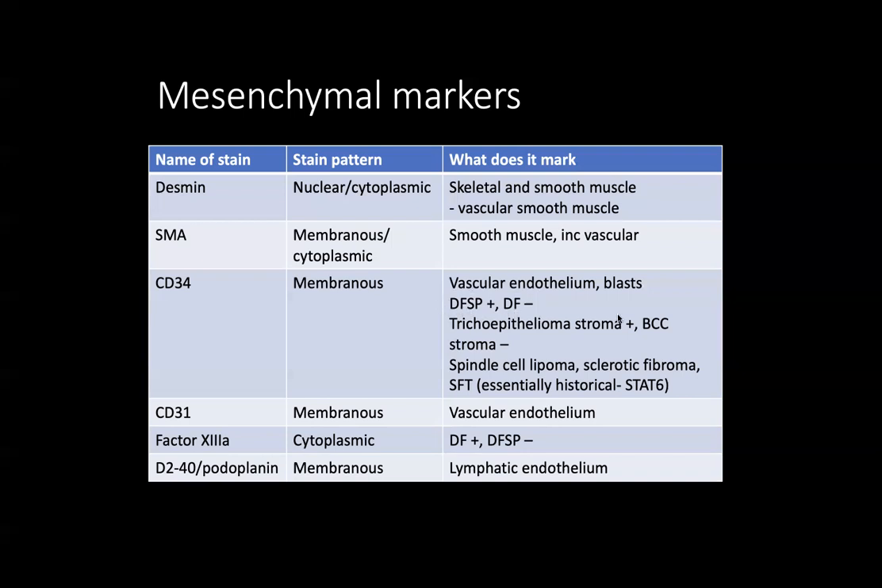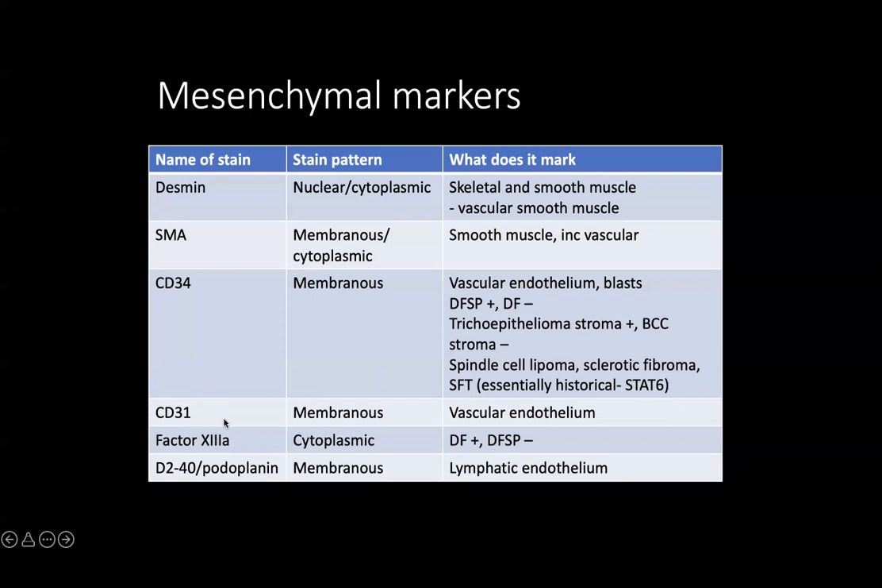And we'll get into all these specifics in different lectures too. It can stain trichoepithelioma stroma, but usually the BCC stroma is negative. I don't use this a lot, but this is something that is out there. Spindle cell lipomas can be positive for CD34, as can sclerotic fibromas and solitary fibrous tumors. But there is a stain called STAT6, which is even more high yield for solitary fibrous tumors.